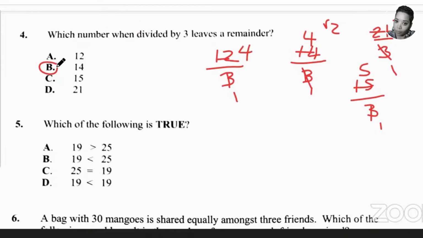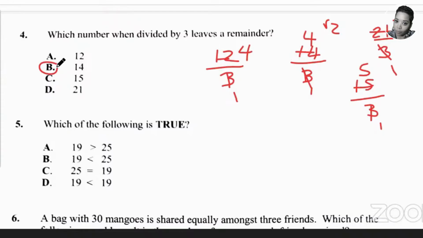Number 5 says, which of the following is true? Okay, so again, you would have to know what these signs mean: the greater than sign, the less than sign, the equal sign. Okay, so the first option reads 19 is greater than 25. Is that true? No, it's not. Okay. Option B, 19 is less than 25. That's correct, but let's just observe the other options.